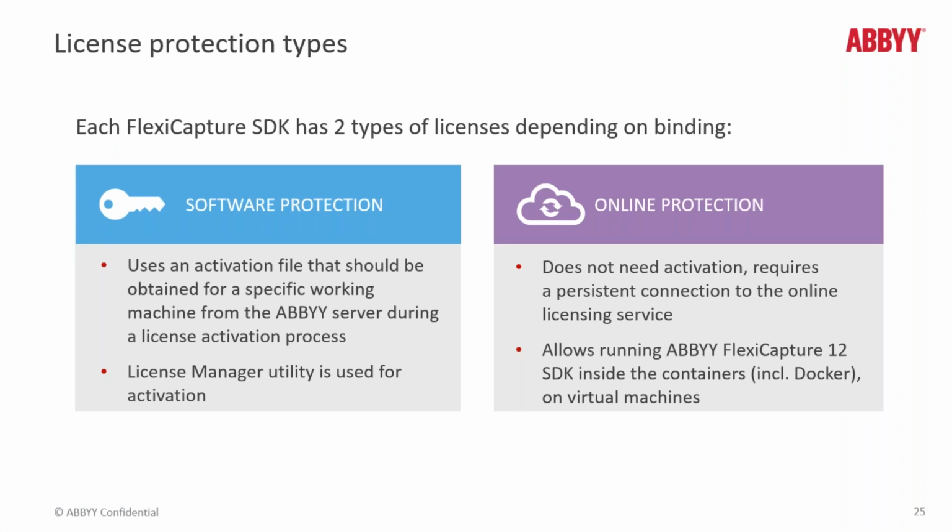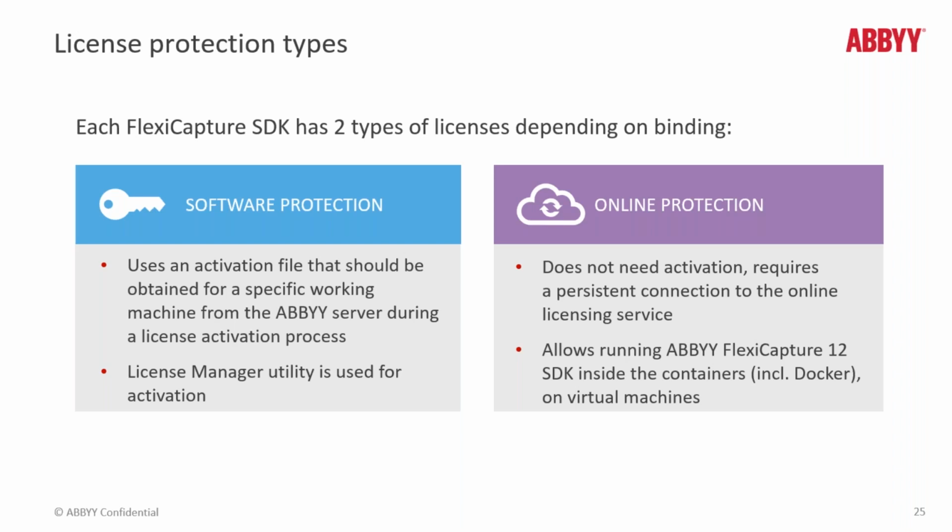License protection types. There are two types of licensing for the FlexiCapture SDK. Software protection is the traditional one that people are usually used to. There's an activation file. You get it, and it's tied to the machine. There's a license activation process. Use our license manager utility to activate the license. It can be done with an internet connection, and we can also send activation files. Something more recent, in the last couple of years, is online protection. It doesn't need an activation, but it does require a persistent connection to our licensing service.